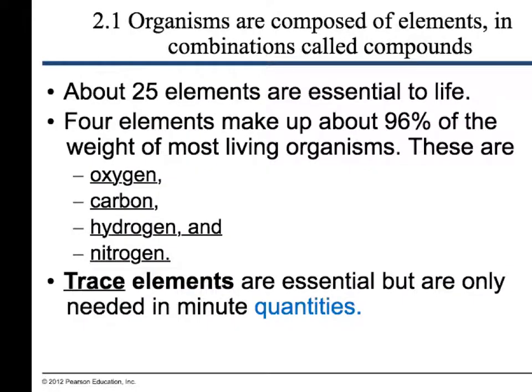So what we find is there are about 25 elements that are essential to life. Four elements make up about 96% of this in weight, and we saw that in that previous picture. Those elements are oxygen, carbon, hydrogen, and nitrogen. And then we mentioned the trace elements also in that last picture. Trace meaning that they're only needed in minute quantities, so very small amounts.